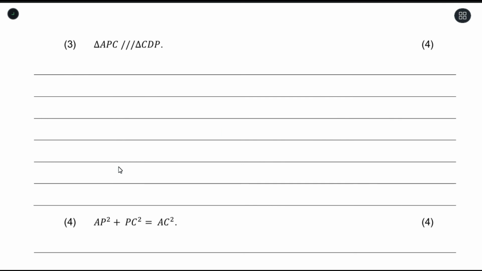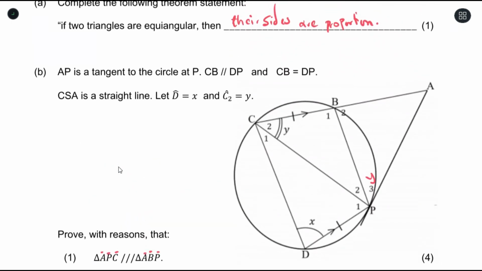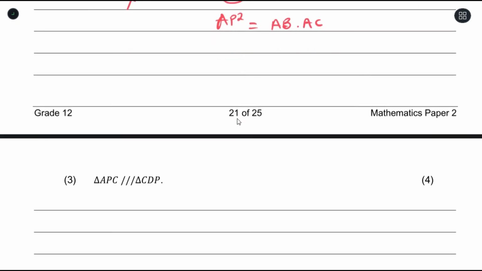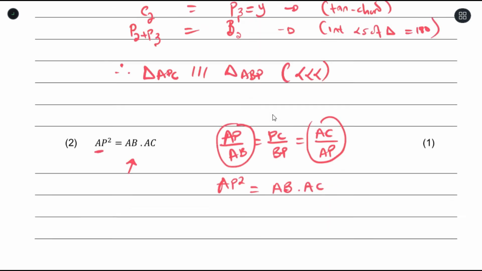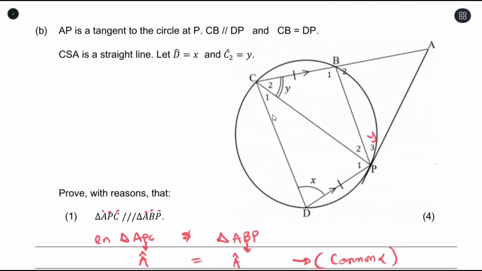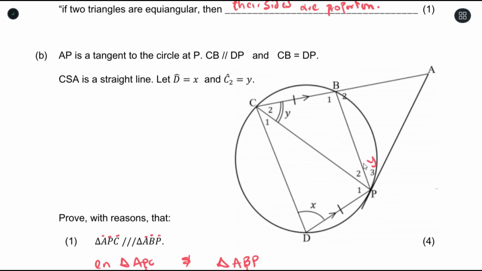The next one says, prove that triangle APC is similar to triangle CDP. So we're also having APC, the big one there, which is similar to CDP, right? So CDP. Okay, that's cool. So the first one we're going to prove is the angle P, this whole angle P that we have here.